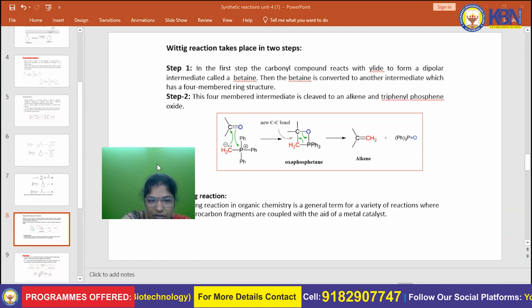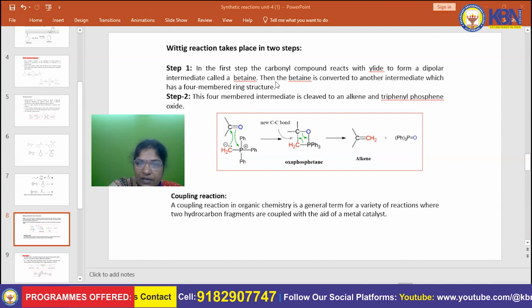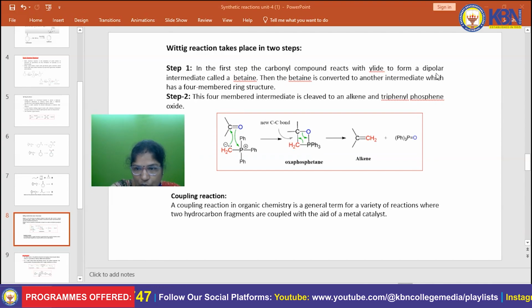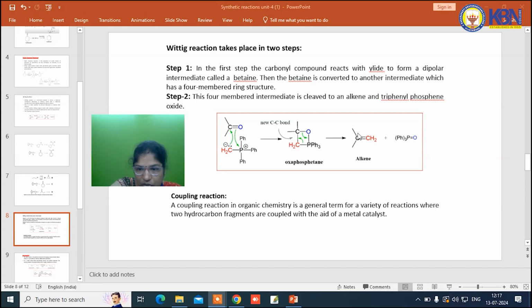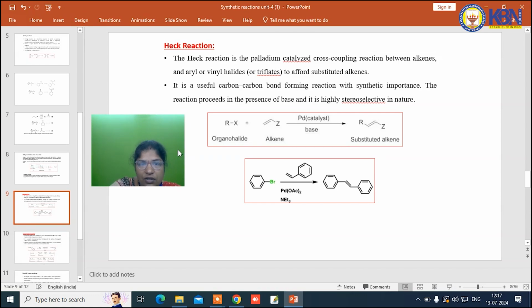Mechanism of the Wittig reaction. In the first step, the carbonyl compound reacts with the phosphorus ylide to form a dipolar intermediate, that is the betaine. Then the betaine is converted to another intermediate which has a four-membered cyclic transition state. By simple rearrangement of these sigma bonds, it gives the alkene and triphenyl phosphine oxide as a byproduct. Next of all, Heck reaction.